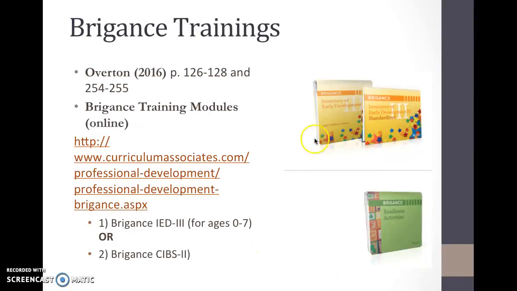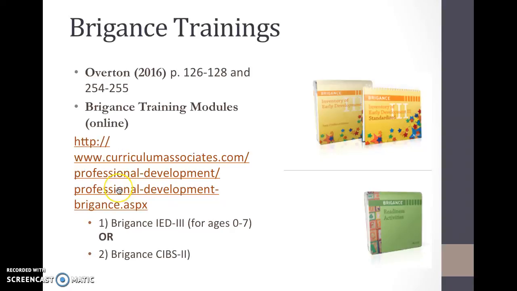So as I mentioned, here's the yellow one, here's the green one. In Overton, you should all have your books by now. Or if you don't, then please contact one of your fellow students in the class, and if you need help with that, then let me know and I will help you. But I'd like you to read page 126 to 128 and 254 to 255 in the Overton book, and it goes through and talks about the Brigance test, and it's a really helpful thing.